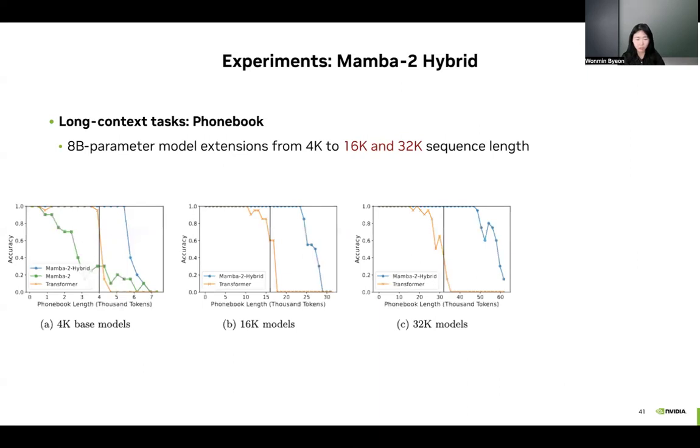And the last is the phone book task. The green one is the original pure Mamba model, the orange is the transformer, and blue is the hybrid. And you can see that overall for 4K, 16K, and 32K, the hybrid model is better than transformers. And the nice thing about the hybrid model is that it can do almost twice longer context compared to transformers and the trained sequence length.